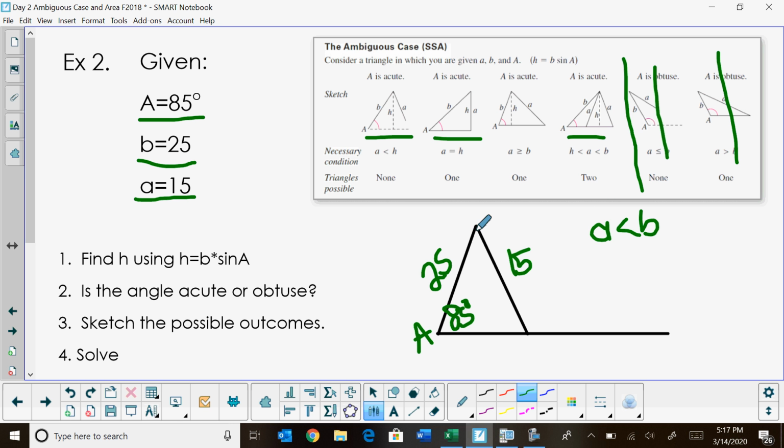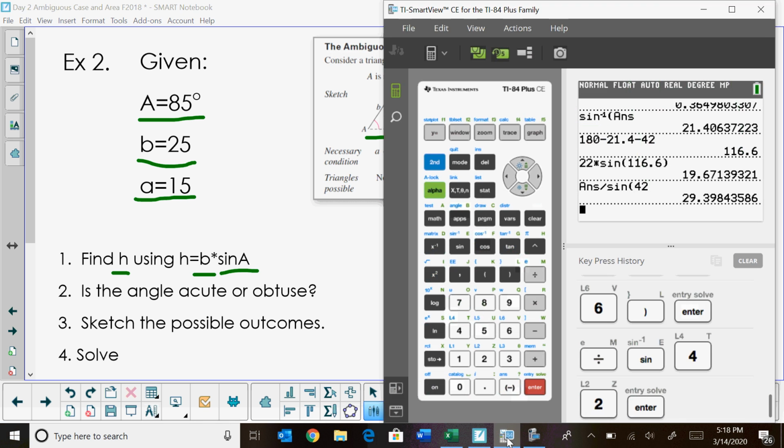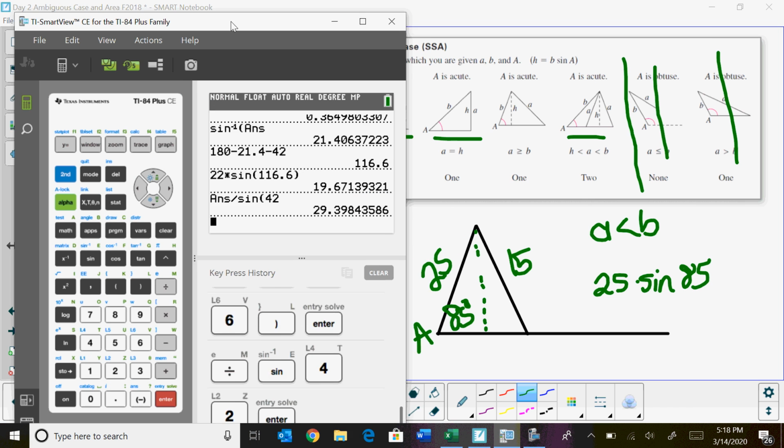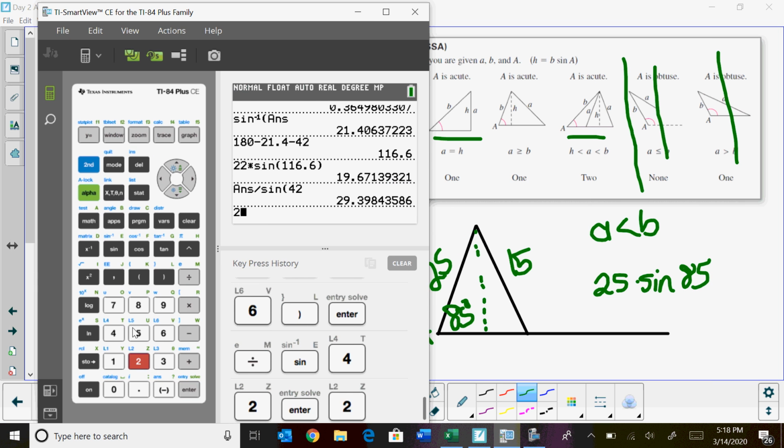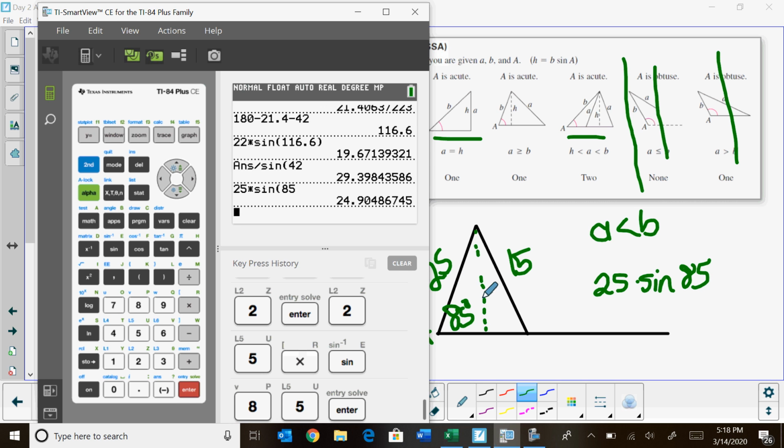So let's check it. We need to compare it to the height. Does this even create a triangle? Well, to find the height, what are we going to do? We're going to use B sine A. So B is 25. We're going to multiply it times sine of 85. So just guessing, think about this. Do you think this is even going to create a triangle? So we're multiplying 25 times sine of 85. And our height is 24.9.